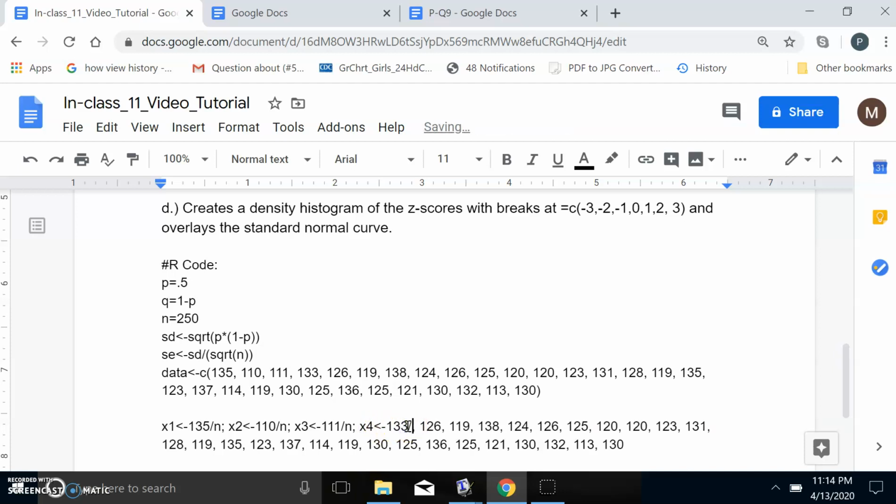Then x5, divided by n here, semicolon. So x5 would be 126 divided by n, and semicolon. Get rid of the comma. And we're going to keep going like this all the way until we get to the end. I'm just going to do it, so pause the video and do it, and then come back.